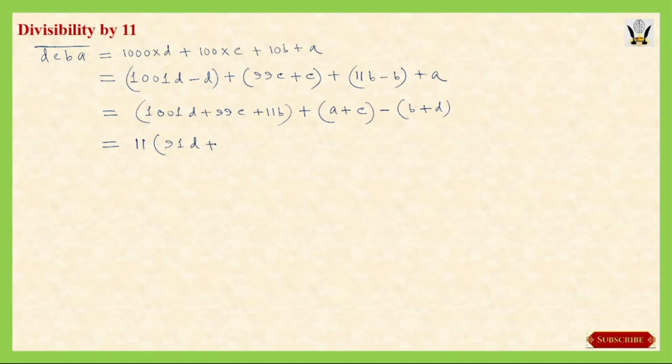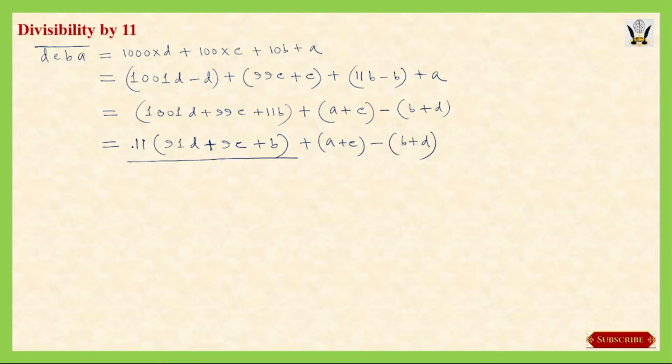Then here it will be 9 11s are 99, so here it will be 9c, and then here it will be only b plus a minus c and then minus b plus d. So in the first part, what we can see here is that it has two factors, 11 and this factor 91d plus 9c plus b, and that will always be constant for any 4-digit number.